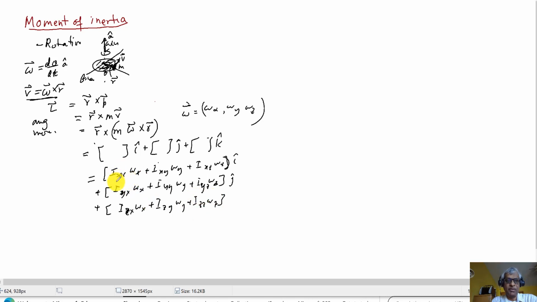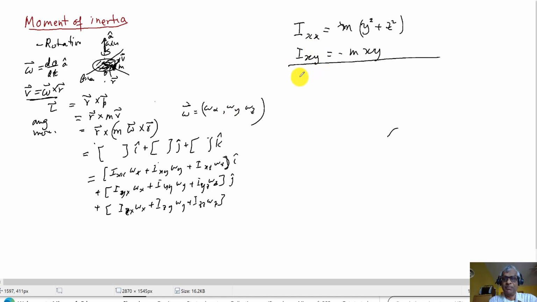And these I's just correspond to how m and r are distributed. So I xx, for instance, is just m times y square plus z square. We have just one mass. I xy equals minus m x y. And the others you can pretty much guess. So I yy is going to be m times x square plus z square, right?